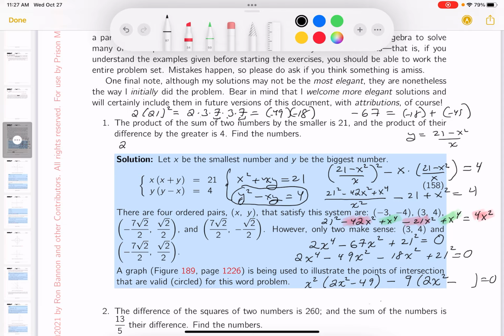Let me put that down. I was doing something different. That's 3 times 7 times 3 times 7. I'm sorry. I was looking at something different. I was looking at this, and I didn't see it. 7 times 7 is 49. You fill out the 9, so you get 49, as expected. So what do you get over here? 2x squared minus 49 times x squared minus 9 equals 0. And you know what? I got 4 solutions now, and I'll write them down for you. You get x equals plus or minus 3.